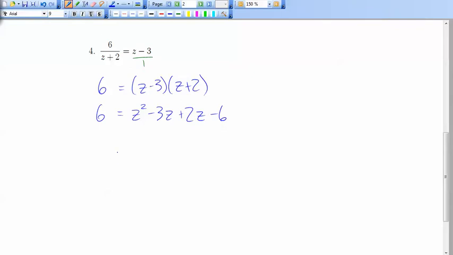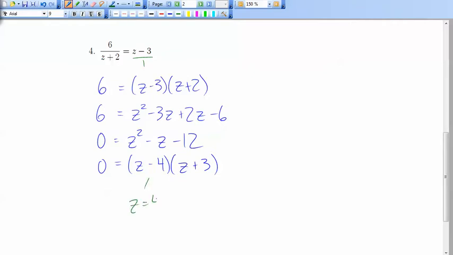And let's bring everything over to that right-hand side there. Okay. And again, we can think maybe of a factorization. Two numbers that multiply to give negative 12 and add up to give negative 1. Well, negative 4 and plus 3 fit the bill. So that tells me I've got two solutions here. z equals 4 and z equals negative 3.